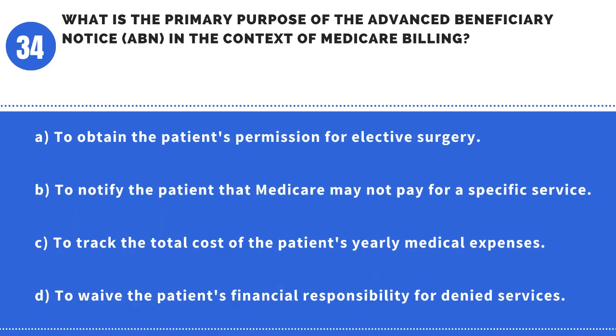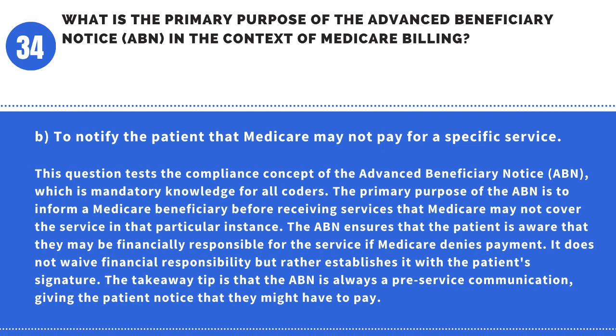Question 34. What is the primary purpose of the Advanced Beneficiary Notice, ABN, in the context of Medicare billing? A. To obtain the patient's permission for elective surgery. B. To notify the patient that Medicare may not pay for a specific service. C. To track the total cost of the patient's yearly medical expenses. D. To waive the patient's financial responsibility for denied services. Answer. B. To notify the patient that Medicare may not pay for a specific service.